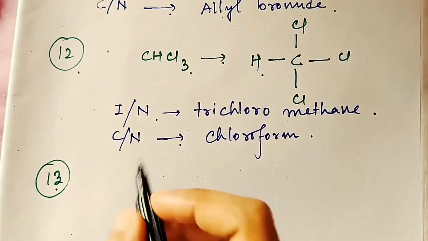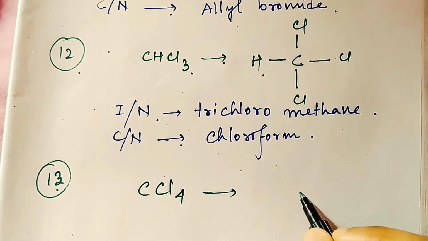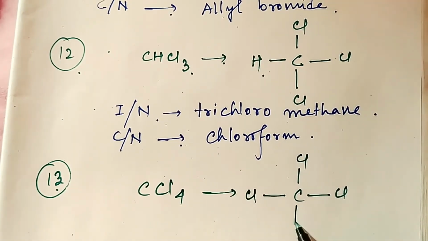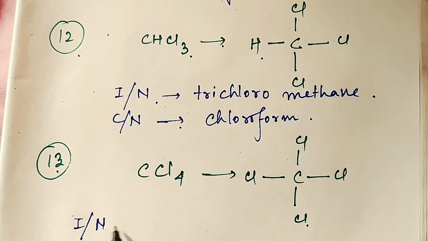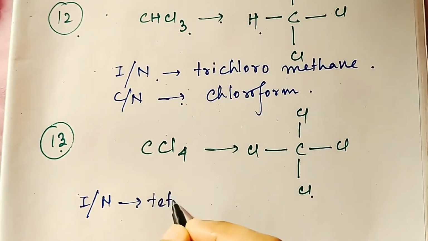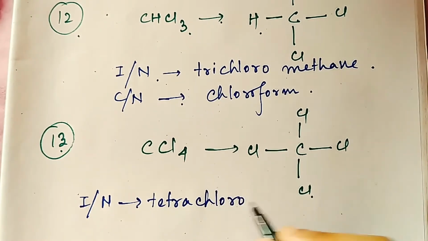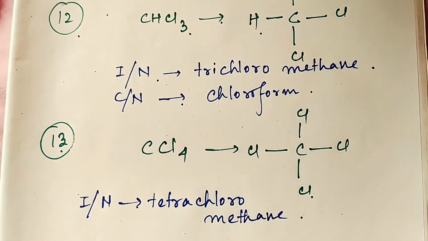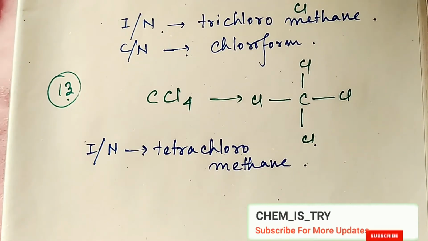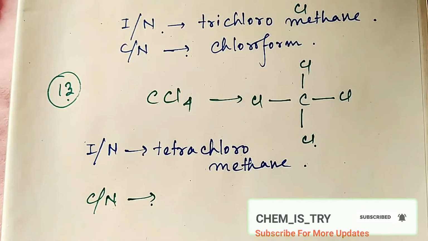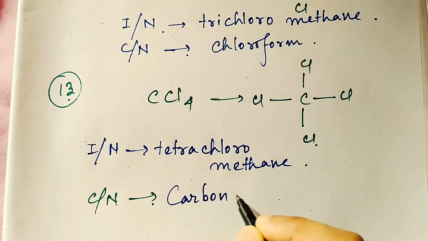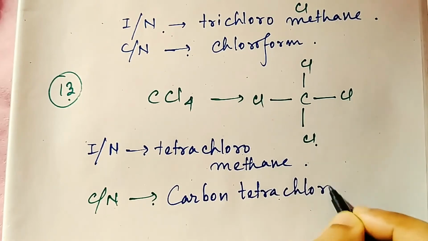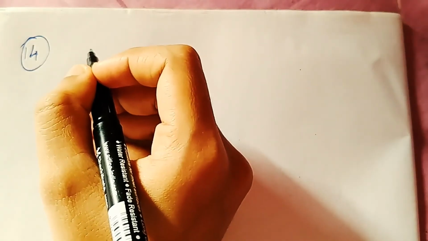Next, CCl4. Now here 4 chlorine atoms are added to the carbon atom. So only 1 carbon atom means methane. So 4 chlorine. So we can say the IUPAC name of this compound is tetrachloromethane. Okay, tetrachloromethane. And what is the common name? Common name is carbon tetrachloride. Carbon tetrachloride.